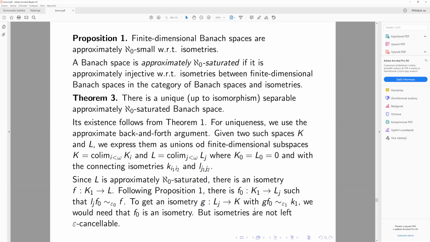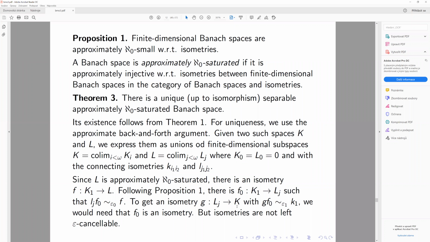But isometries are not left cancelable. So I know that this G after something is an isometry, but only up to epsilon. So I don't get an isometry. Here, this construction somewhat fails. I cannot do it just with isometries, because doing this usual back and forth argument, I would come to something which is not isometric, and I cannot continue with this construction.